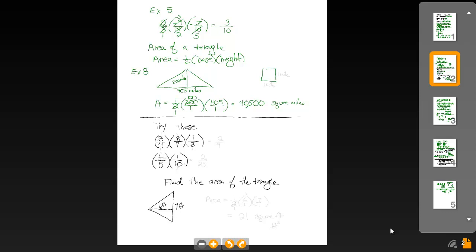And a square mile is a 1 mile by 1 mile square farm out in the Midwest. And that would be a square mile. And you've heard that before on the news. So it's something to think about.